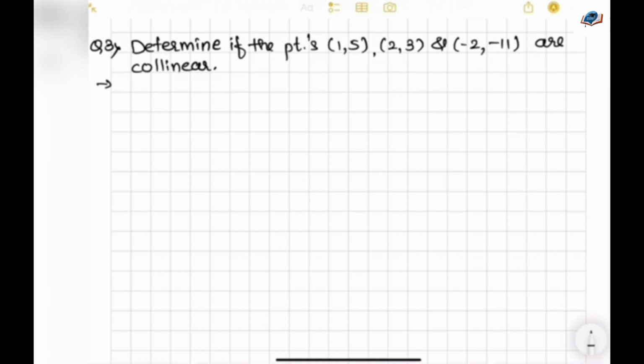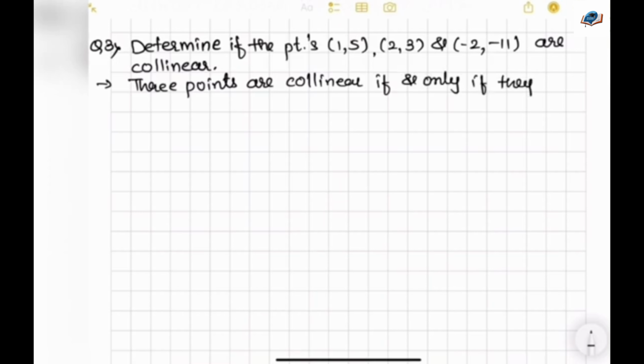Now the third question says determine if the points (1, 5), (2, 3) and (minus 2, minus 11) are collinear. So 3 points are collinear if and only if they are on the same line.